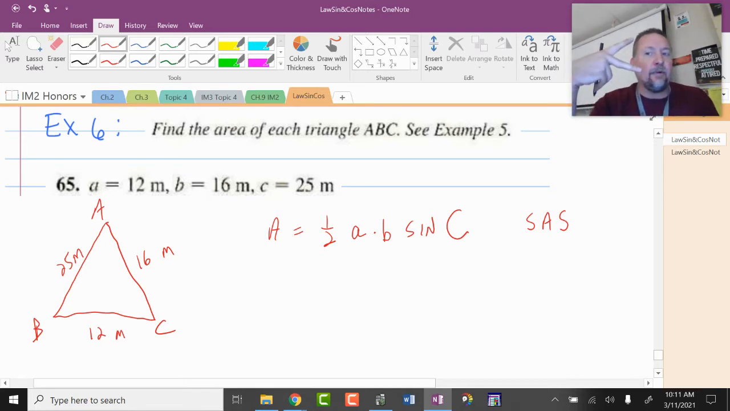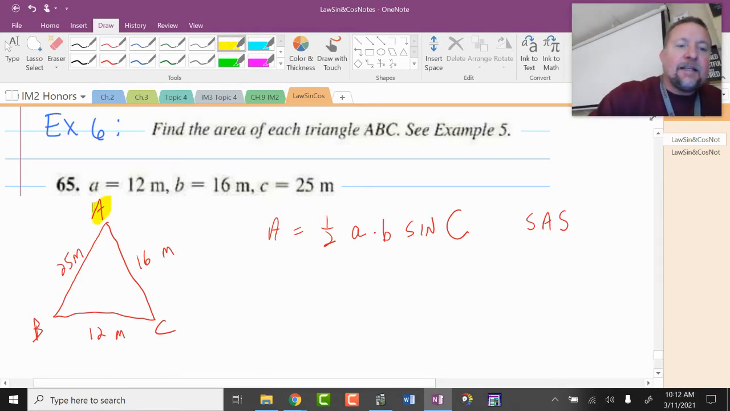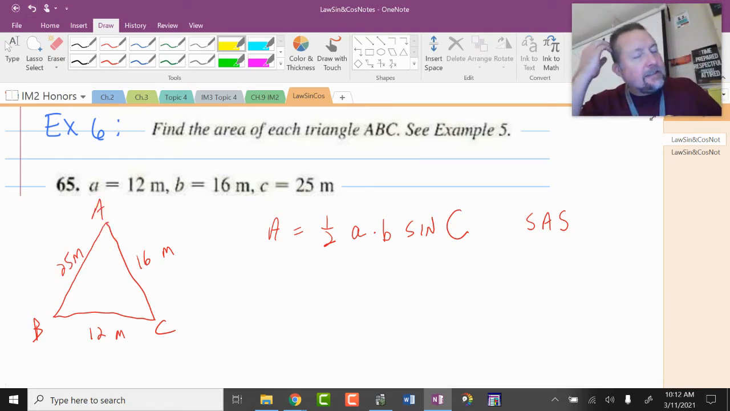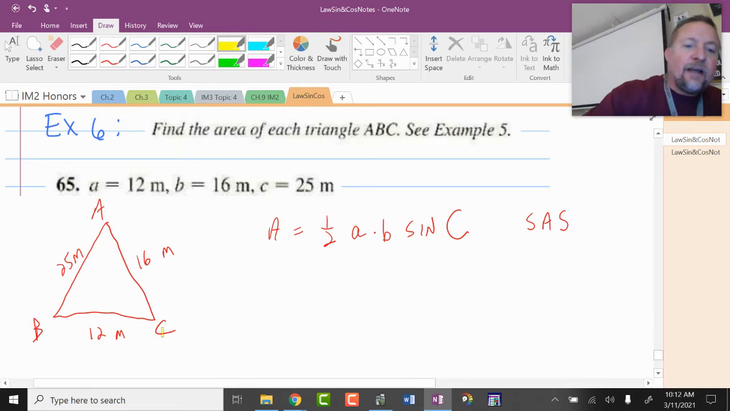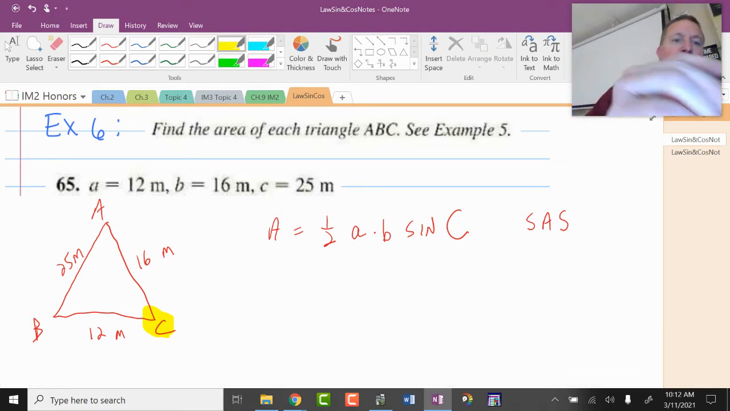In the second example in that video, it wasn't SAS. So you had to use the law of sines to find another part of the triangle to get SAS, then use that to find the area. So it was a two-step problem. This is honors, we should not be avoiding two-step questions. So what this implies is I have to find angle A. If I'm wrong, I could have done 1/2 BC sine of A. Really, what I have to do is find one of these three angles, any of the three. Since I wrote this formula, I'm going to find angle C.